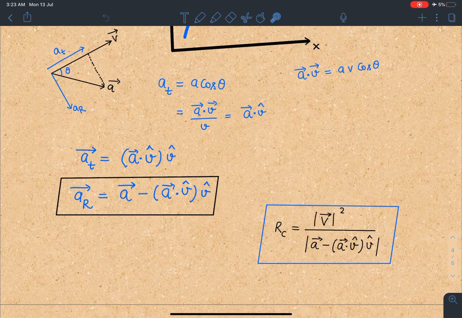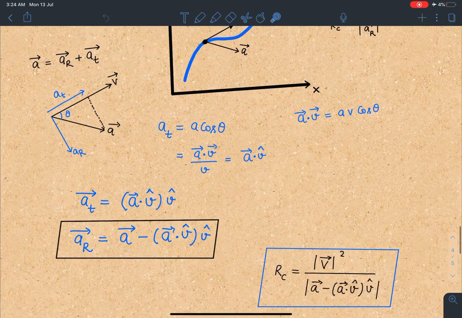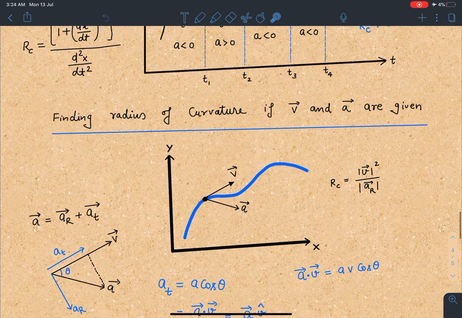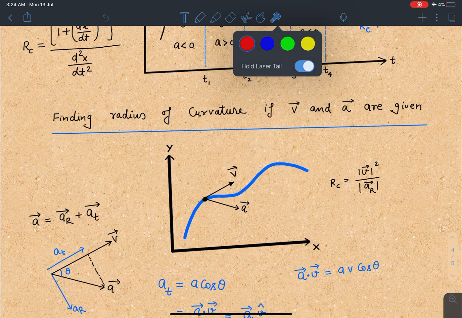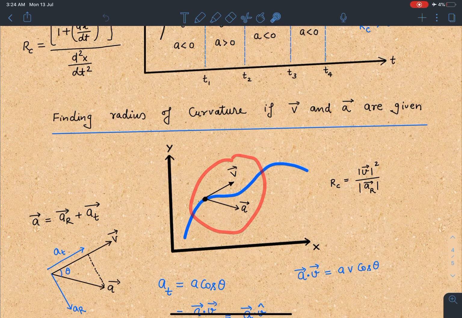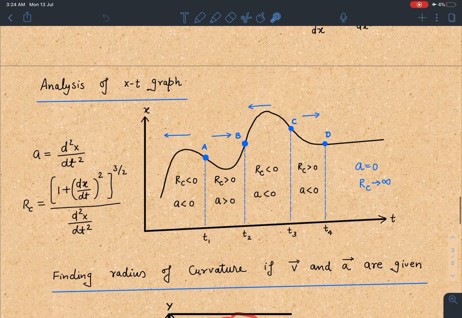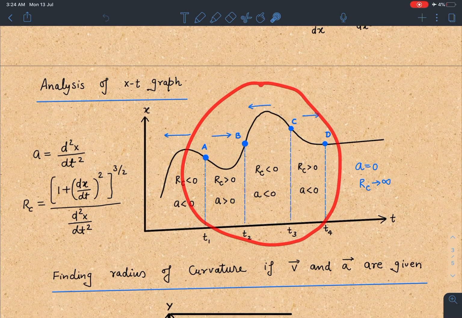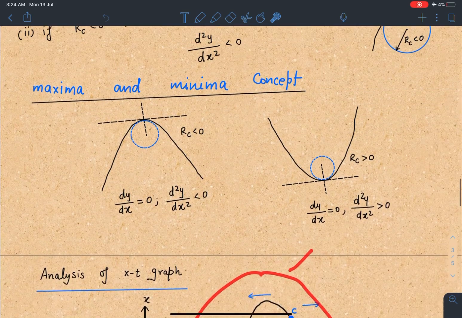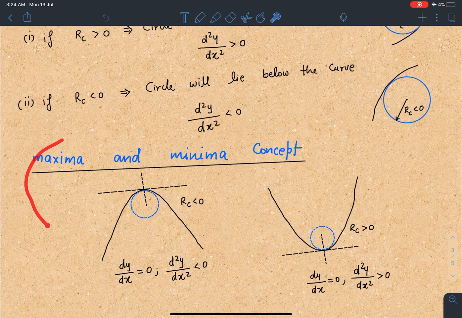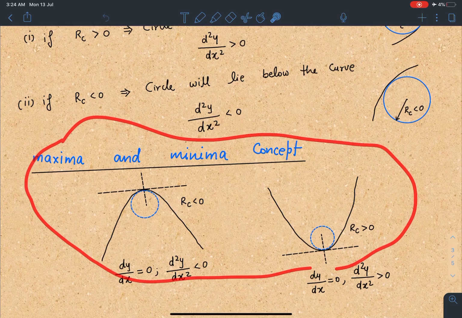So these are different geometrical approaches for it. If the curve equation is given, which is the first one, we can easily find it by differentiating, finding dy by dx and d2y by dx square, and we'll get the radius of curvature. Another way is if acceleration and velocities are given, how to proceed in those situations. Then we have seen the significance on the xt graph also. And other than that, we have used the same concept in maxima and minima as well.